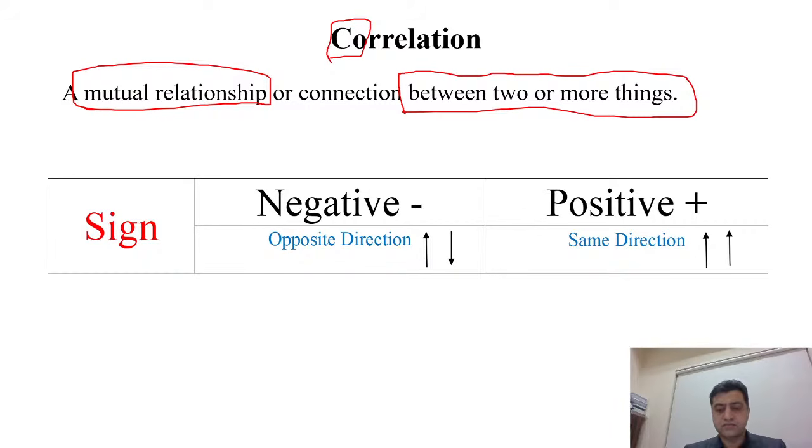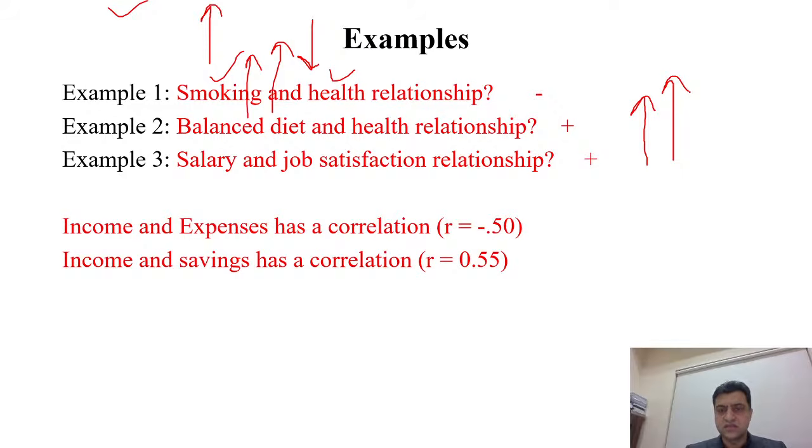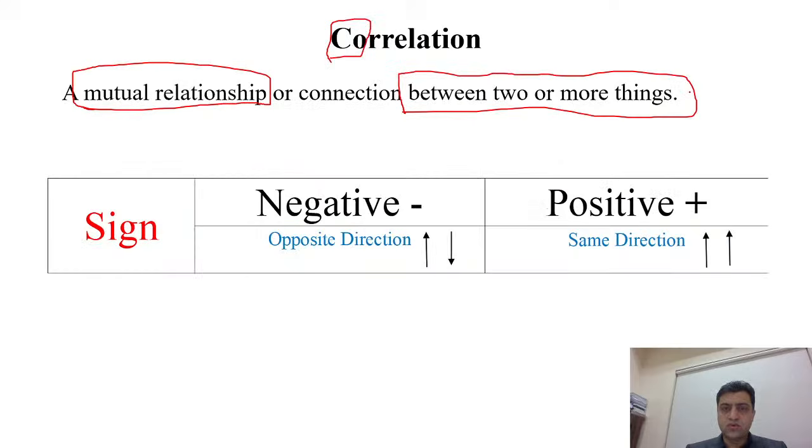For example, what happened to your health when you start smoking? If smoking increases, health will decrease. If balanced diet increases, your health will also increase. If your salary, let's say for the sake of argument, increases, your job satisfaction may also increase. So what happens to one thing if you change the other thing?